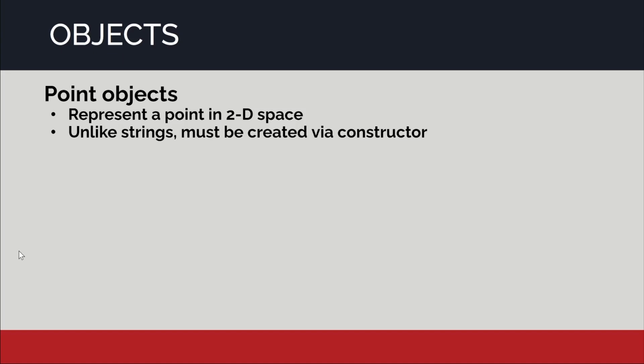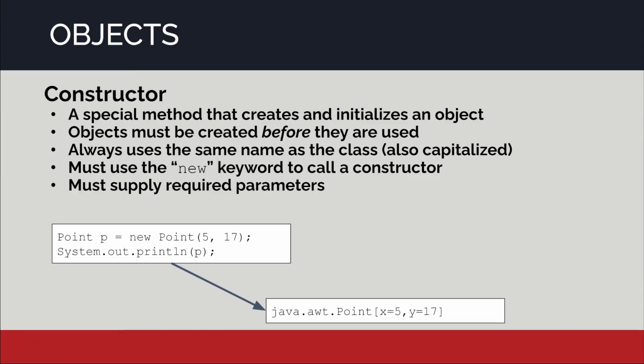Unlike strings, it must be created via a constructor. So what's a constructor? I haven't told you what that is yet, so it's not fair for me to ask. I'll tell you what it is. A constructor is a special method on a class that creates the object and initializes it. Objects always have to be created before you can use them. That seems maybe obvious, but it's an important distinction. You can't use an object until after you've created it, and that creation step happens in the constructor.